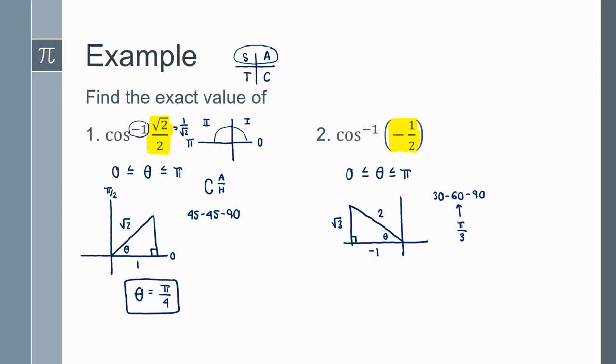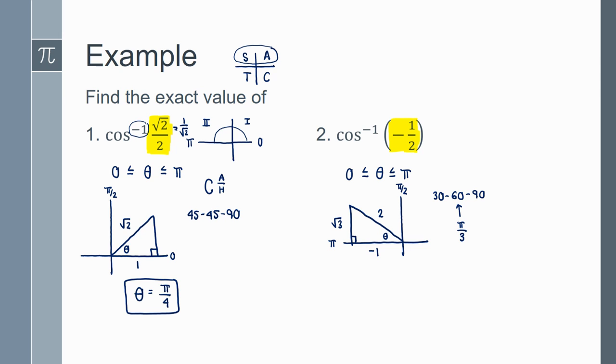But now here's the thing. Pi over 3 is actually not my answer. The reason why it's not my answer is because pi over 3 is not an actual angle measure in the second quadrant. Remember, pi over 2 is up here, and this is pi. So in the second quadrant, that means I need an angle that's in between pi over 2 and pi. Pi over 3 is over here in the first quadrant. So this is where we're thinking, okay, well, that was really then the reference angle.